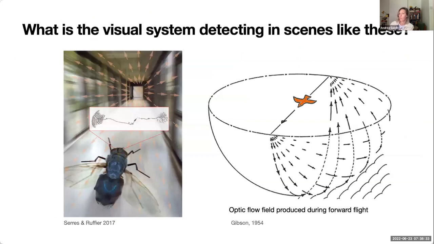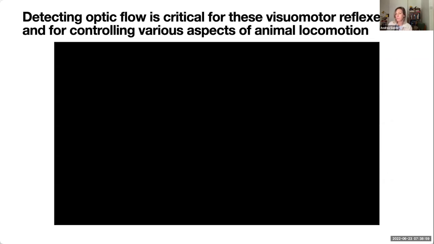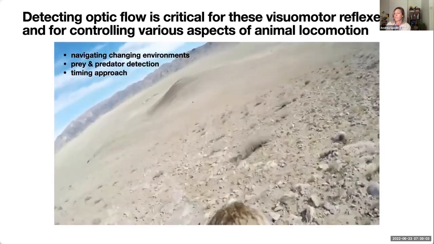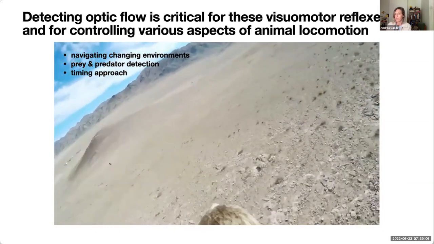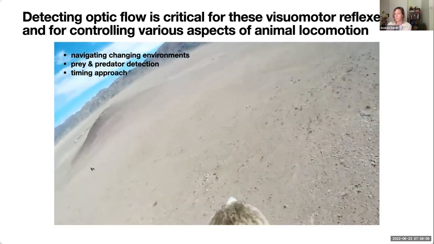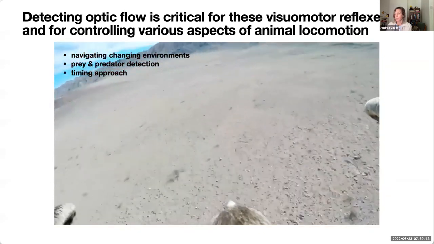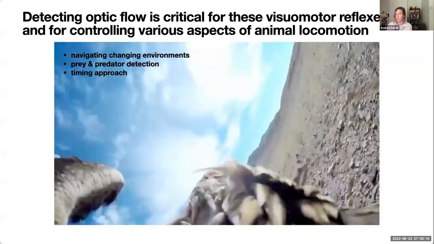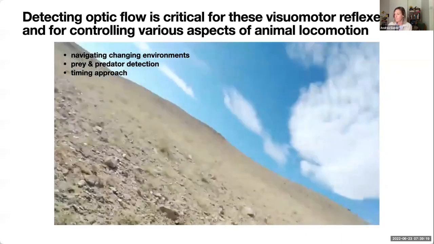Okay, so one visual signal that's used in these reflexes is represented in these images. It's called optic flow. So optic flow is a global visual signal that is generated by movement through one's environment. It's known to be important for guiding locomotion and navigation. And animals use changes in optic flow to navigate between objects and stay on course. So detecting optic flow is critical for these visual motor reflexes, as you can see in this video. It's important for locomotion and a variety of other ecological phenomena, including prey predator detection and timing approach to a target.